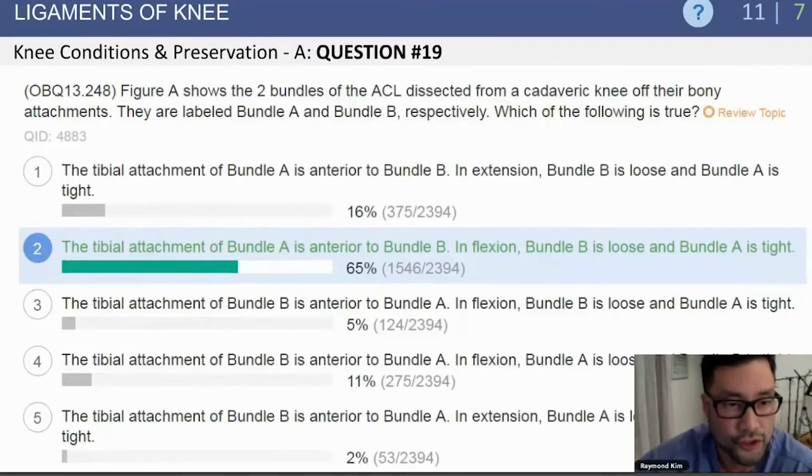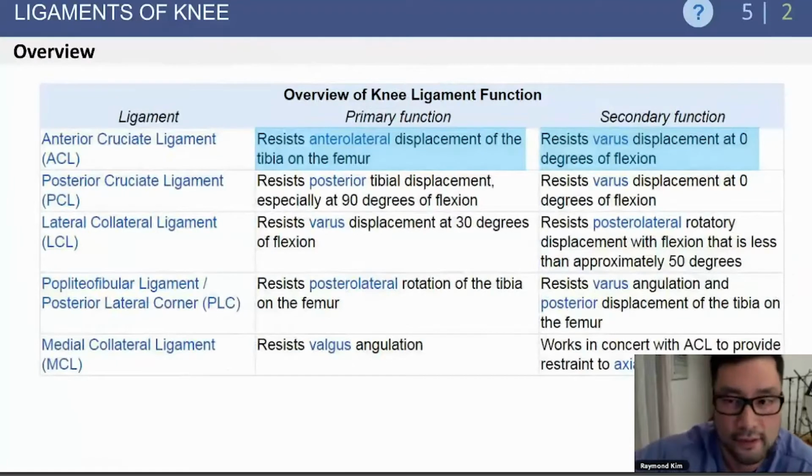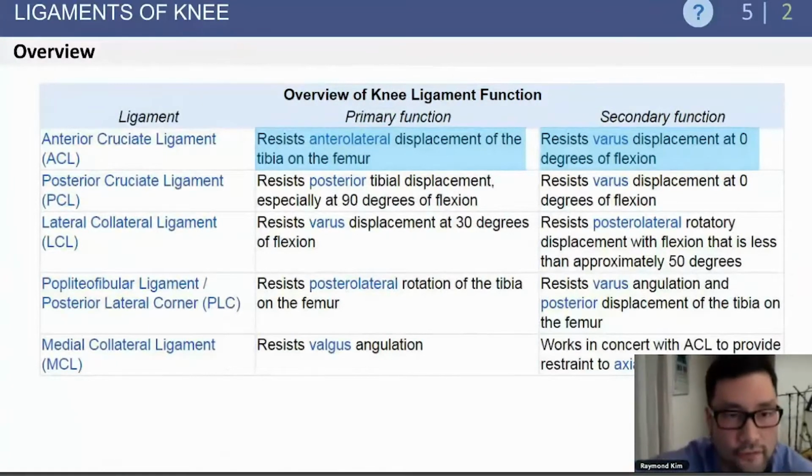And the answer is 2. The tibial attachment of bundle A is anterior to bundle B. In flexion, bundle B is loose and bundle A is tight. So let's give a brief overview of the ligaments of the knee.